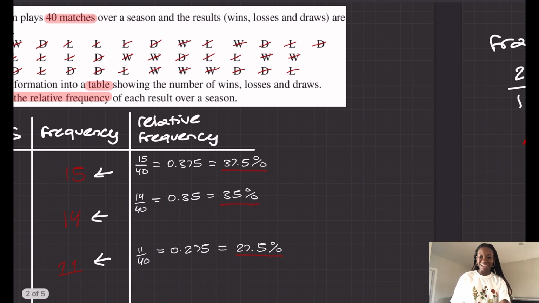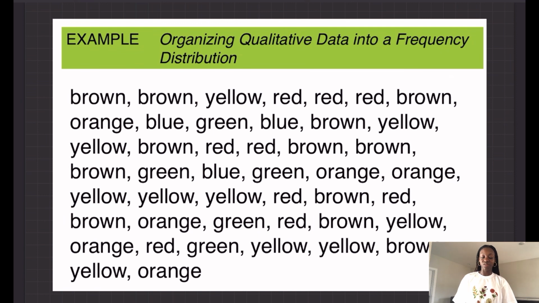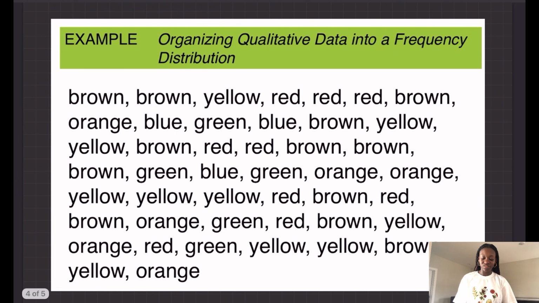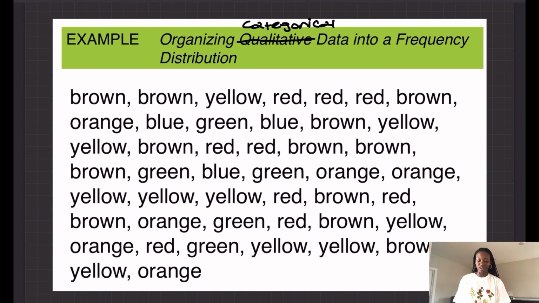Okay, we're gonna do another one because why not? This one is a little bit more difficult. So we have a bigger data set here. We have a bunch of colors, and we need to first calculate the frequency. So we're organizing qualitative data. It's also really important to note that this is also categorical data. Sometimes they ask those on tests or quizzes, like, is this categorical or numerical data? When you're dealing with frequency distribution, it would be categorical or qualitative, and then numerical would be quantitative.